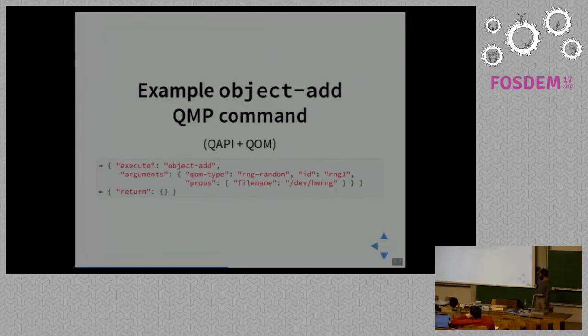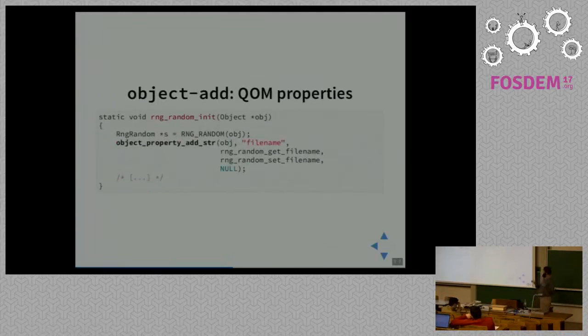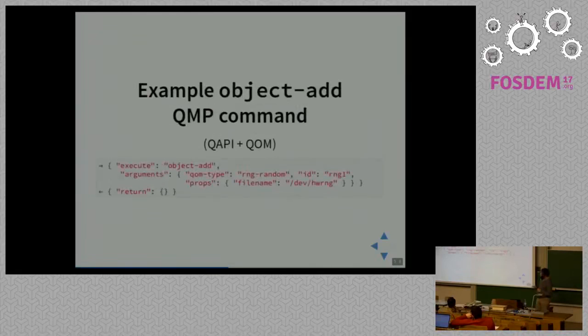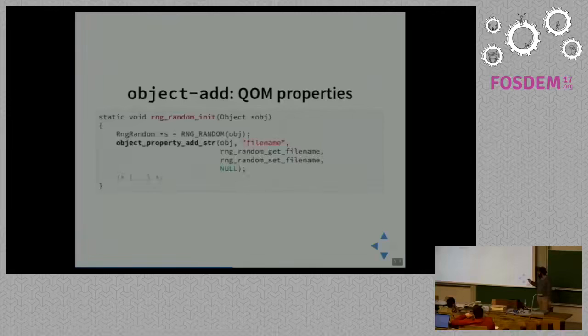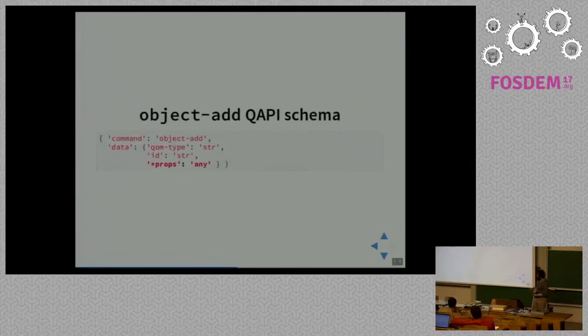And the properties accepted by object-add are defined basically by the object class itself. So the filename argument seen in the command here is not declared in the QAPI schema, but declared in the QOM code by the RNG random class, because we are using the QOM property system to declare which properties the backend object accepts. And the QAPI schema looks like this. So we have a command called object-add. It has those two arguments, and also an additional argument that can take any data type. So basically it means that the QAPI schema says you can put anything here.